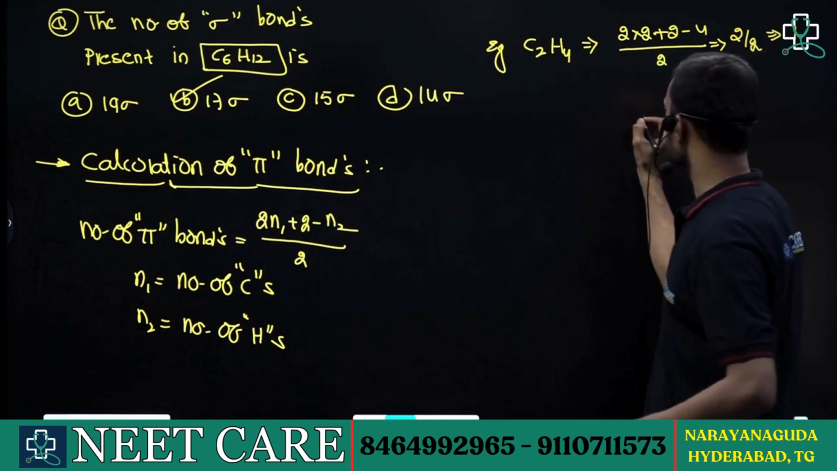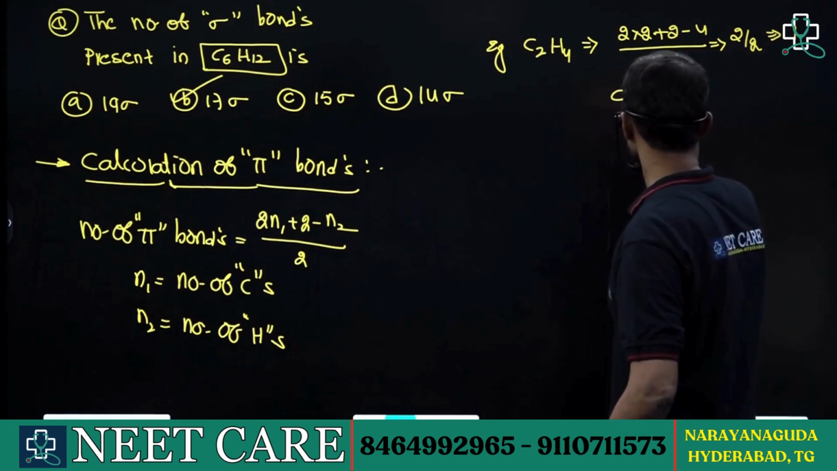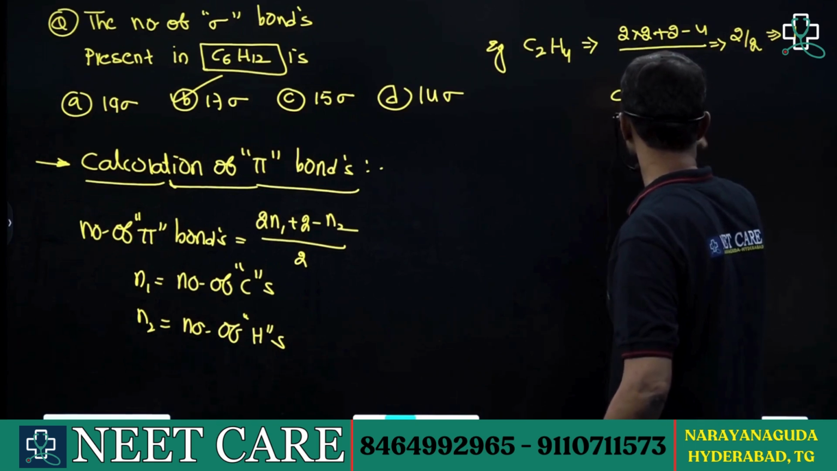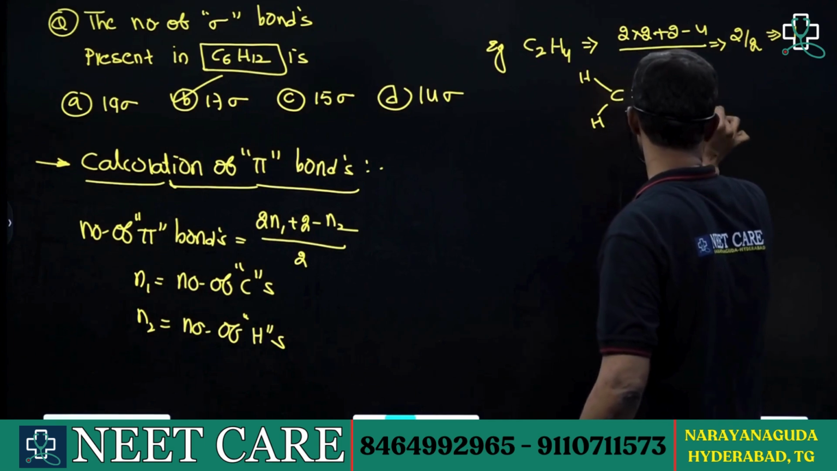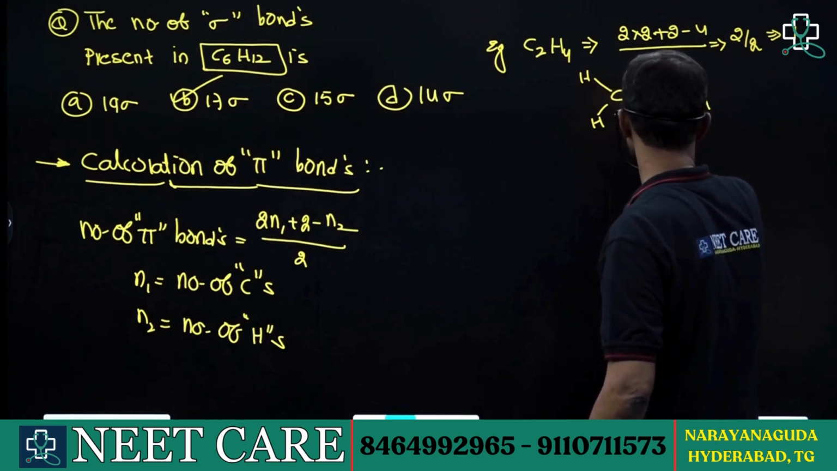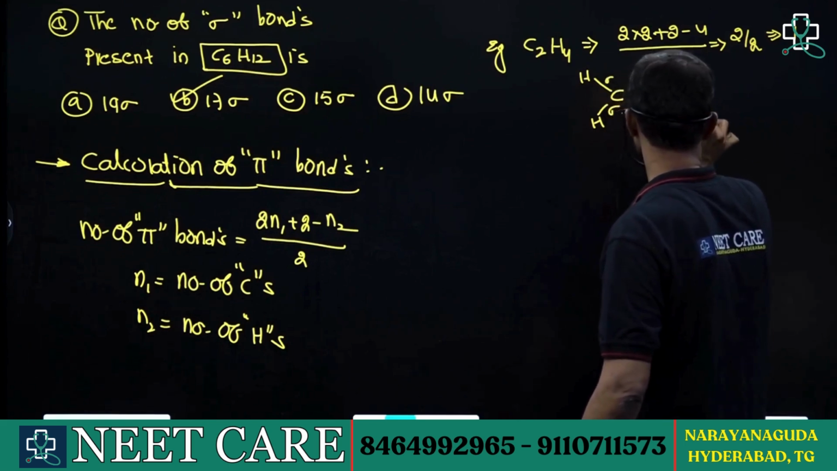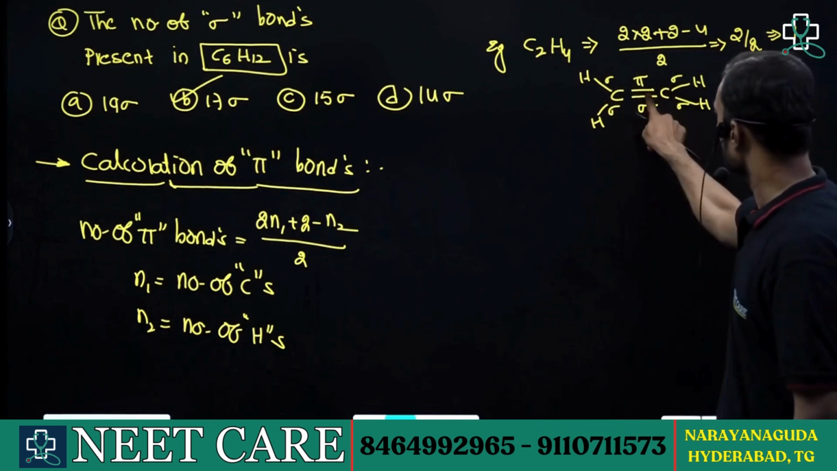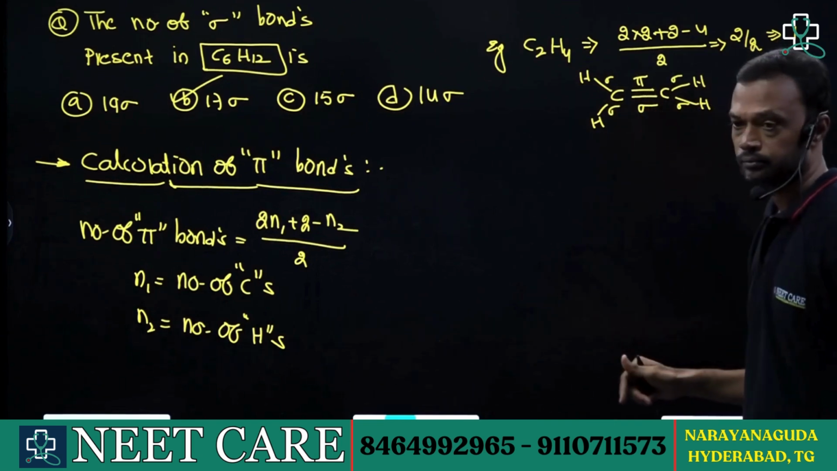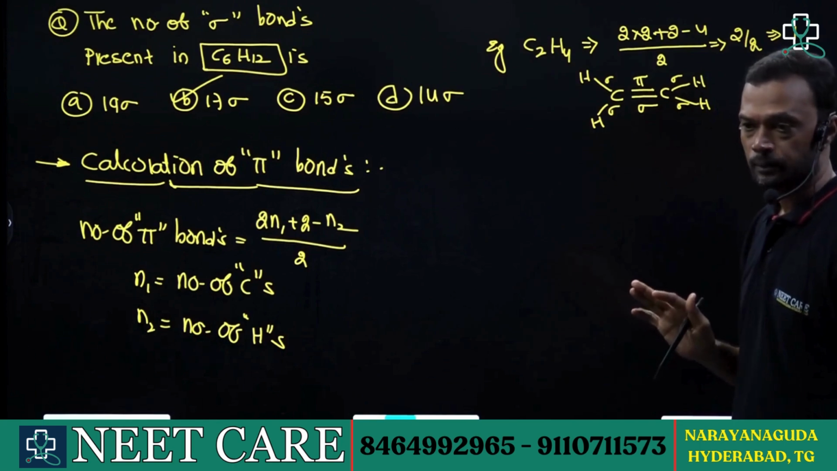Only one pi bond means first you should write like this. Carbon, carbon, first you write down one double bond. Here you write hydrogen, hydrogen, and here hydrogen, hydrogen. This is sigma and this is pi. Sigma, sigma, sigma, sigma. In this molecule, how many pi bonds are present? Only one pi bond. So that's why the answer is 1. Is it clear?